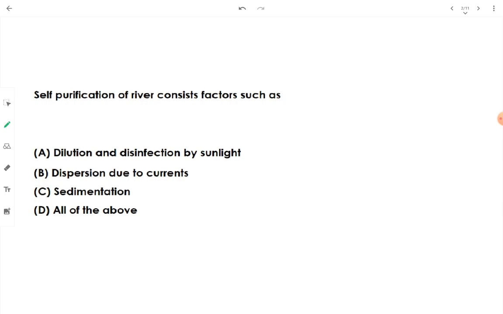Then finally the effect of temperature. At low temperature the bacterial activity will be low, and at high temperature bacterial activity will increase. Therefore temperature also decides what kind of bacterial activity, and the amount of oxygen which is present in the river stream is affected by the temperature. Okay, so these are all the components of self purification of a river. That's why whatever the options that are mentioned here in A, B, C are the self purification factors. Therefore we will go with option D, all of the above.